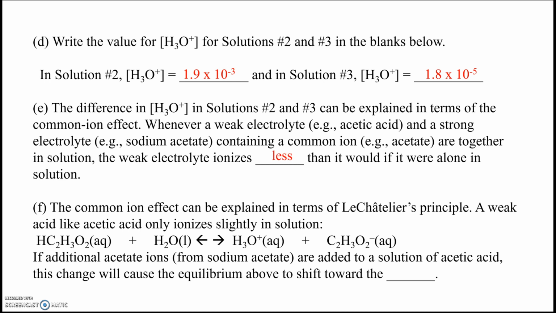And we can also look at this from Le Chatelier's principle. All right, so we've got our acetic acid plus our water in equilibrium with H3O+ and an acetate ion. And if additional acetate ions from the sodium acetate are added, we of course are going to get a shift back to the left. This decreases the amount of H3O+, and therefore the pH value is going to go up.